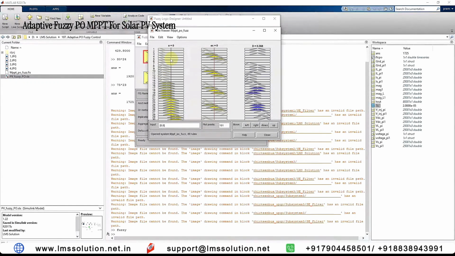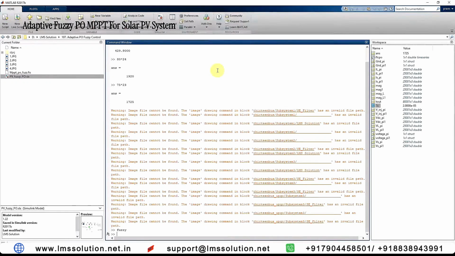Here you can see that based upon the error value and change in error value, the duty cycle is going to be adjusted. That means based upon the error and change of error, the duty cycle is going to vary in order to extract the maximum power from the PV panel. So this is the concept of adaptive PO for CMPPT.